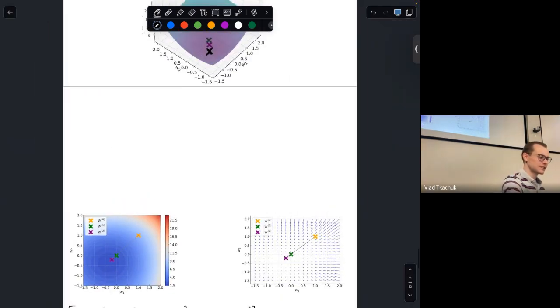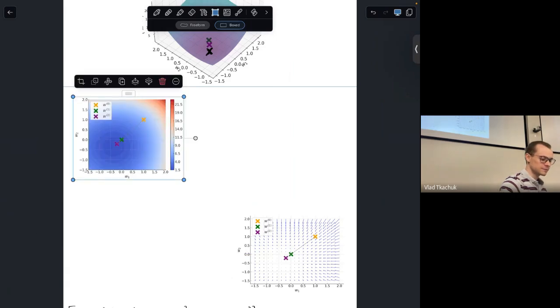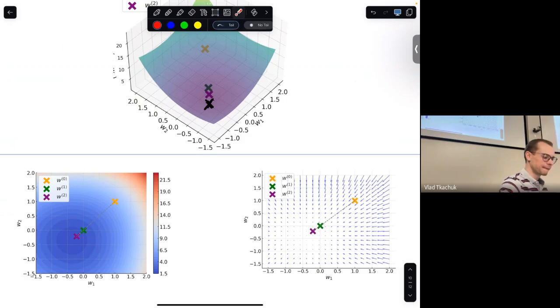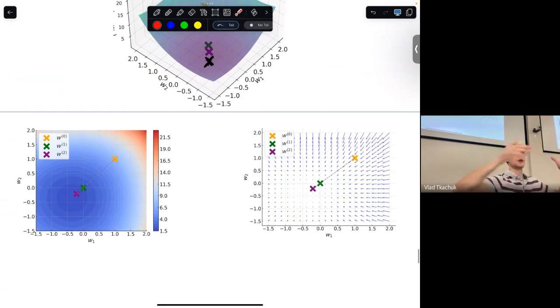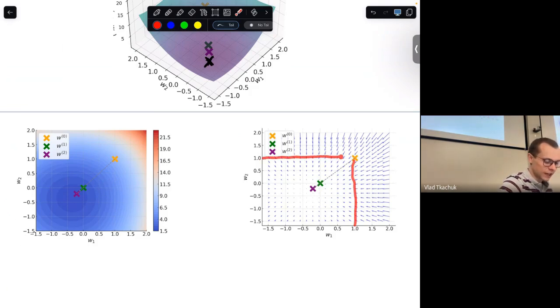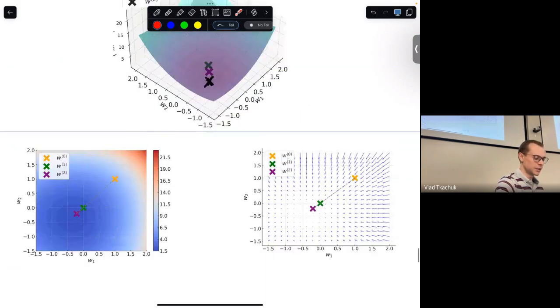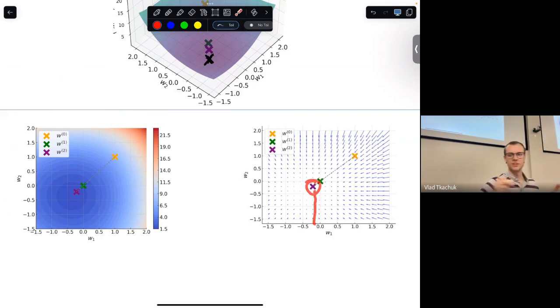Another way to visualize this is by drawing some 2D plots. Maybe we start with the one to the right. This is just a top view of the space, and you can see that the orange W0 is at (1, 1). I'll tell you what these arrows mean in a second. Then you take a step to (0, 0), as you would expect. Then you take another step to minus 1 over 2 plus e and minus 1 over 2 plus e, and that's what this purple thing is. So you've taken these steps.